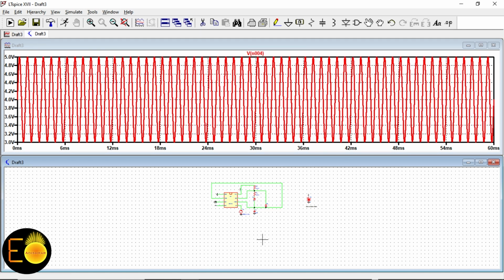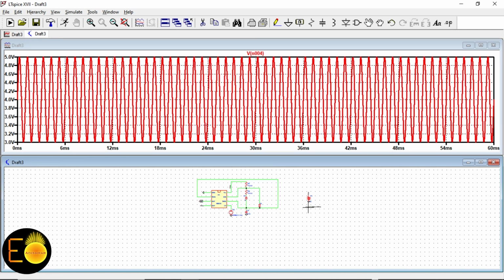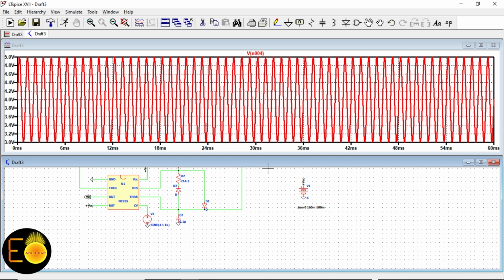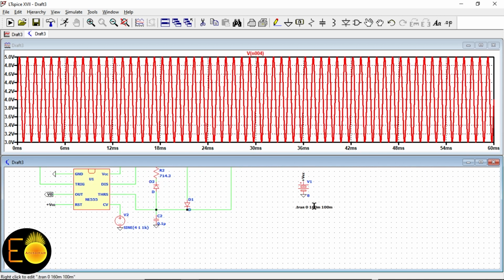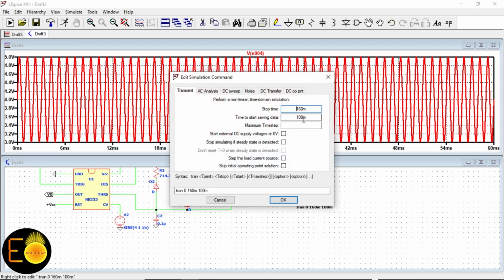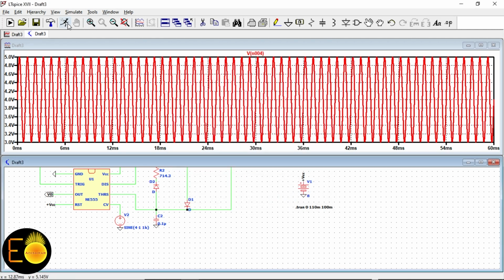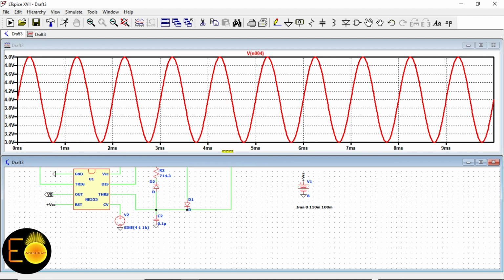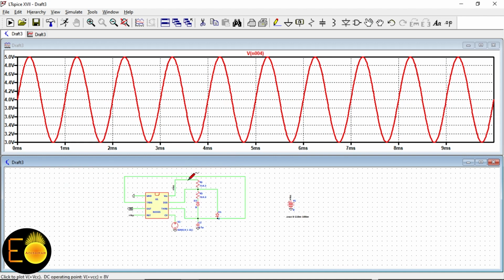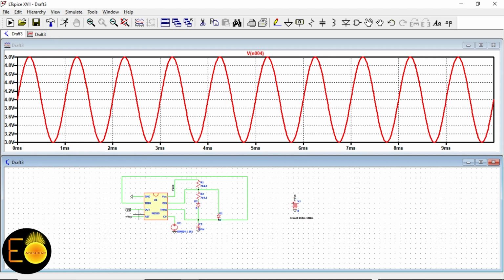This is the sinusoidal signal, but I have chosen a very wide window. I'm going to choose, say, 100 millisecond to 110 millisecond. Well, I think it should work in a good way. And next, the output.